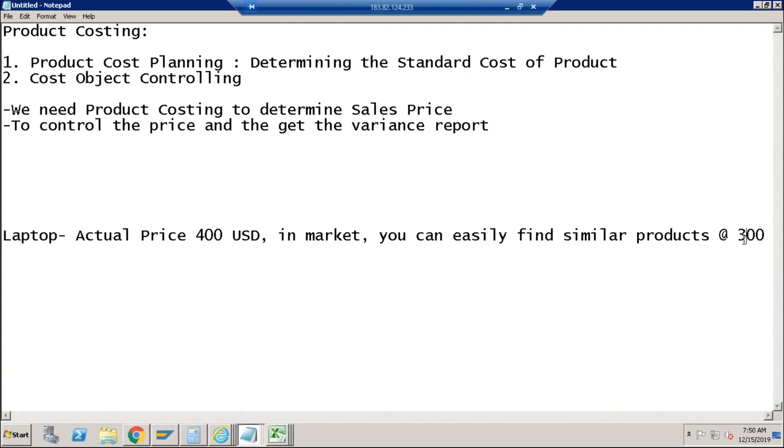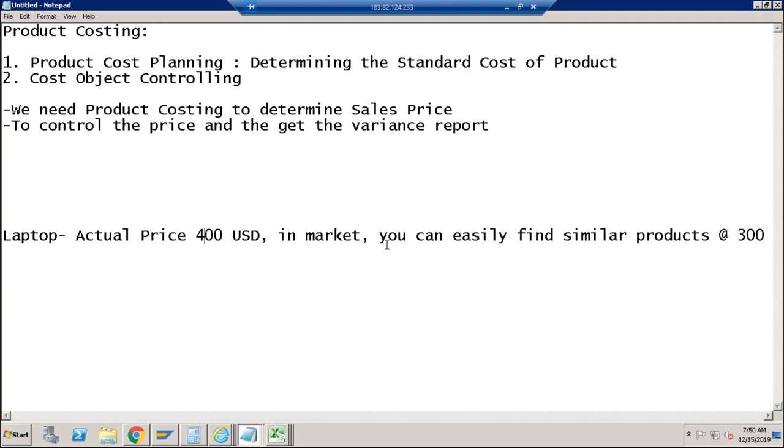So this is also one of the very important things when you are talking about product cost planning. It helps you to take the buy versus make decision, right? Why you need this 400 price in advance is so that you will not unnecessarily manufacture this product at a higher price than it is available in the market, right?